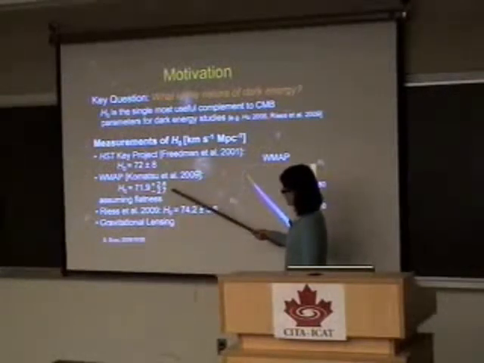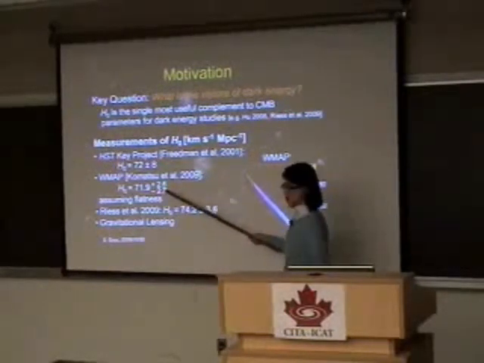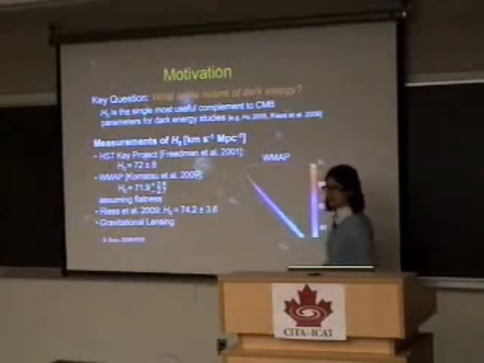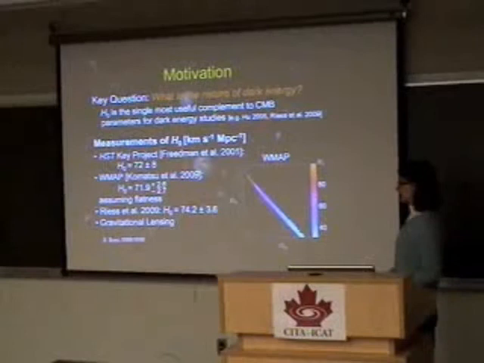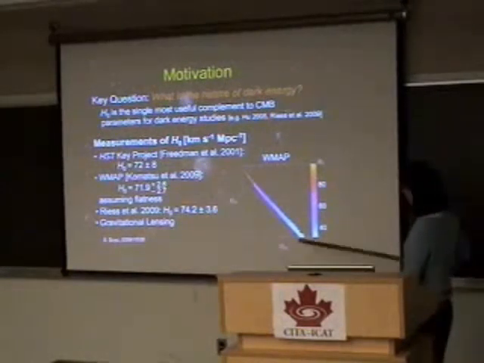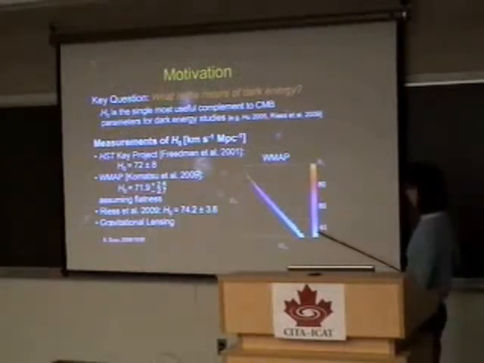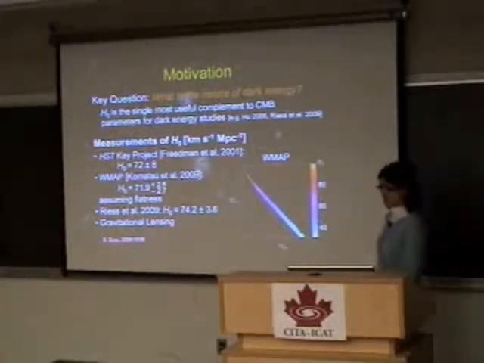The tight constraint of WMAP assumes flatness and that w is -1, and if either of these assumptions is relaxed, the uncertainty in H0 increases. For example, here, if I relax flatness, the constraint from WMAP is shown here, where the Hubble constant can vary between these values.